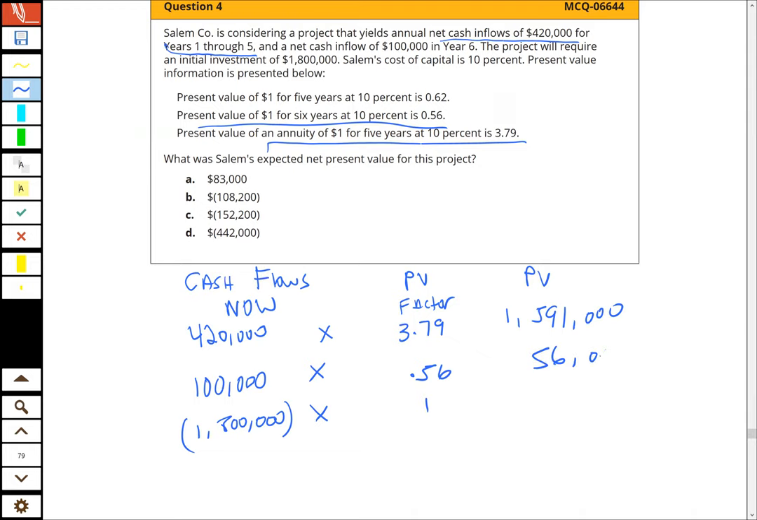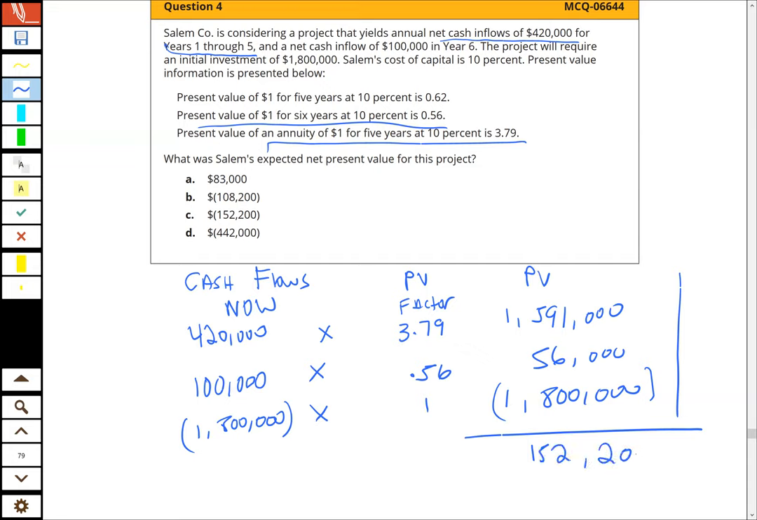By the way, guys, don't you dare do any of these calculations in your head. That's why you have a calculator sitting there, okay? Don't mess up by trying to please your second grade teacher to show her or him that you didn't have to use a calculator for these. You use the calculator. And when you do the math on this, if I did my math correctly, I should get 152,200. Is that the answer?